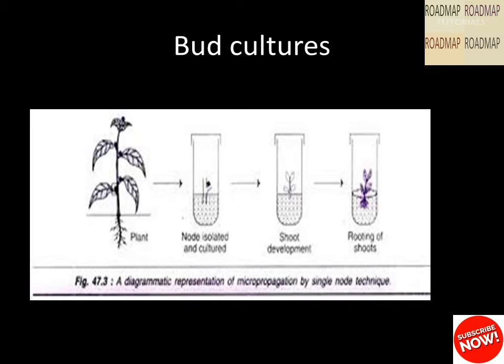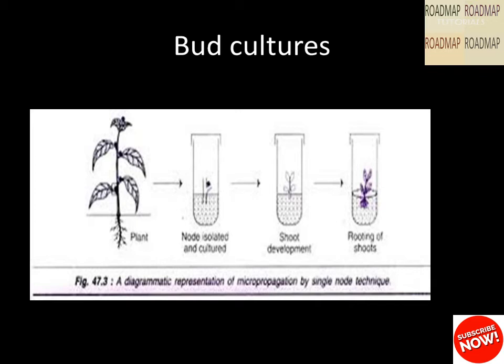From the figure, you can see that from plant X, the node is isolated and cultured. Then further shoot development takes place and rooting of shoots takes place. So this is a simple technique. Now in micropropagation, the basic is very simple, that it involves 4 stages.